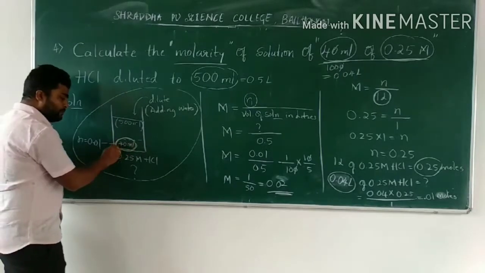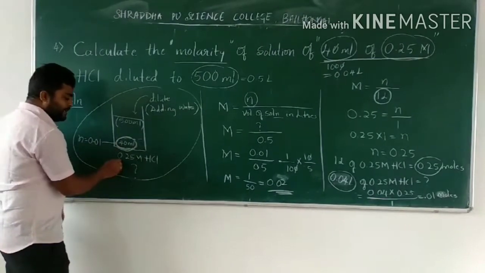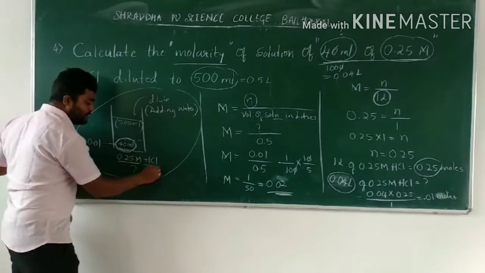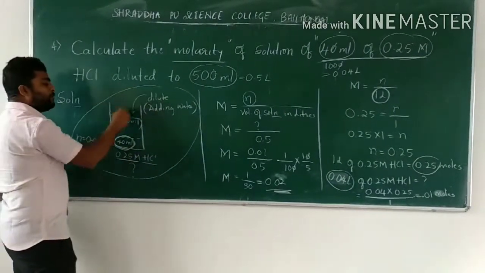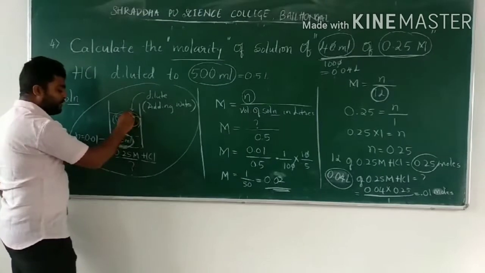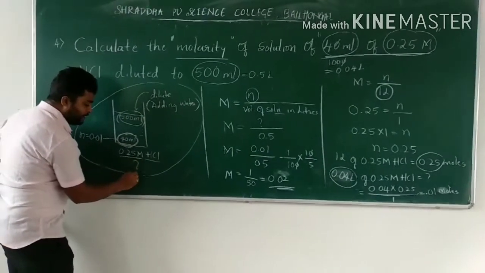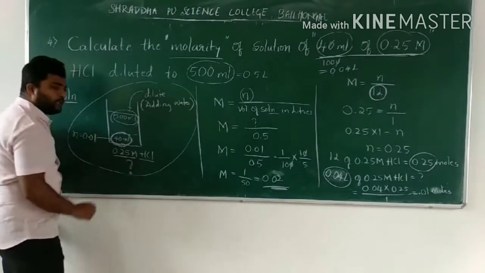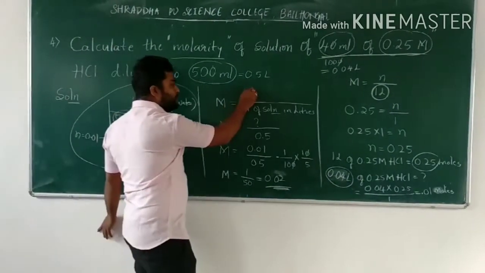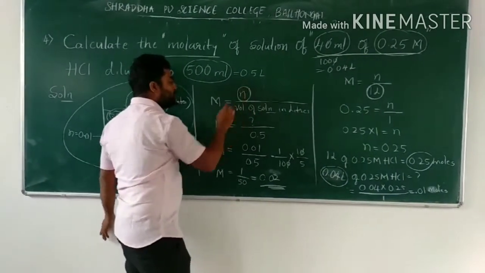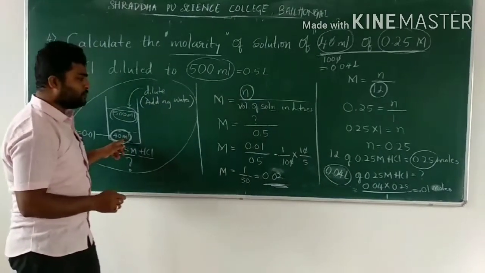There is a 40 ml solution whose molarity is 0.25 M HCl. Now I am diluting it to 500 ml. I need to calculate the new molarity. So in order to calculate the molarity, I require the n value, that is, the number of moles present in the solution.